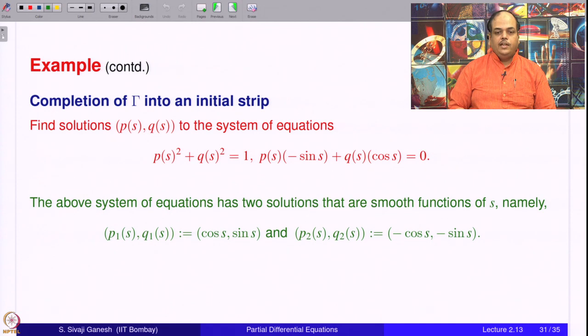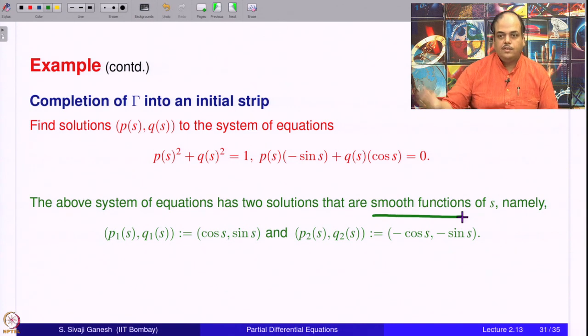Here we see clearly two solutions. Of course, you may say infinitely many solutions, because you can mix both of them, since this is an algebraic or whatever transcendental equation, right? At some s you can be here, at some other s you can be here, you can keep on oscillating, but that is not good. What we need is a smooth function.